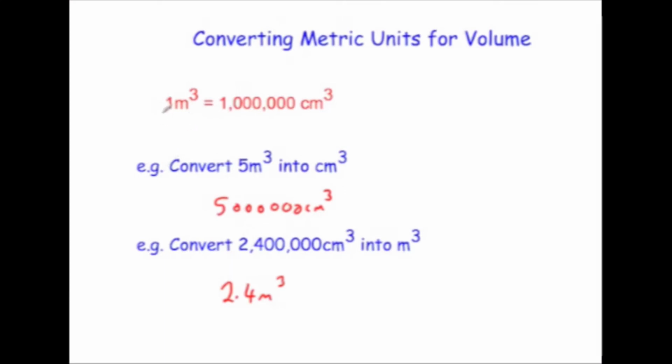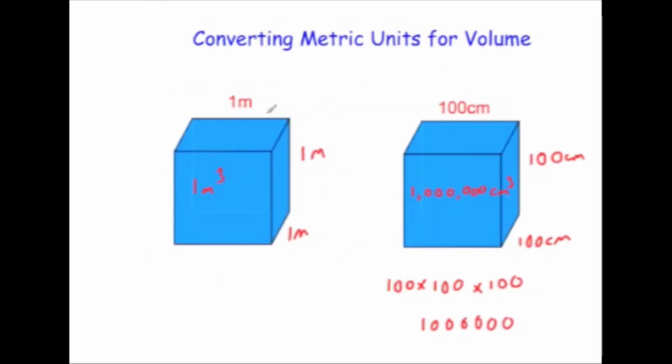So that's it. The main thing to remember is that 1 meter cubed is 1 million centimeters cubed. The most common mistake in the exam is people think that 1 meter cubed is 100 centimeters cubed, but obviously that's not going to be true because each of the lengths is going to be times by 100. So whenever you times those three lengths together, it's going to make it 1 million times bigger. So 1 meter cubed is 1 million centimeters cubed.